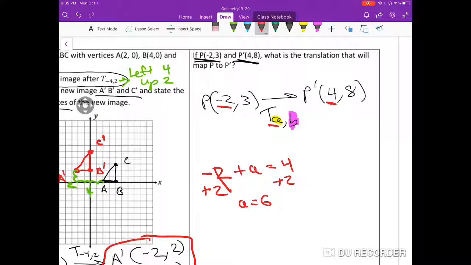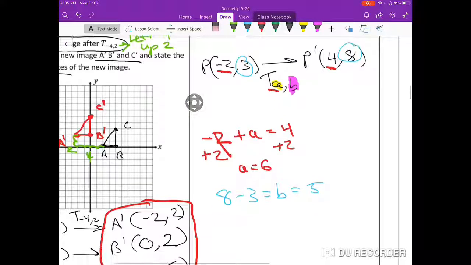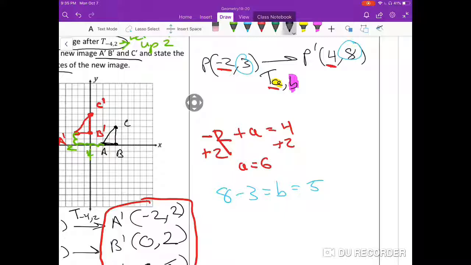The other way you can do this is you can just kind of think of, 3 plus what number gives me 8, or we can work backwards, and we can say that 8 minus 3 is B, which is 5. So you can do this either way. You can set up your little algebra equation if you want, or you can work your way backwards. 8 minus 3 gives me what I'm looking for. So I would need to answer this question probably in notation, and just to get you guys used to it. So if my A is 6 and my B is 5, I have a translation of 6 comma 5.